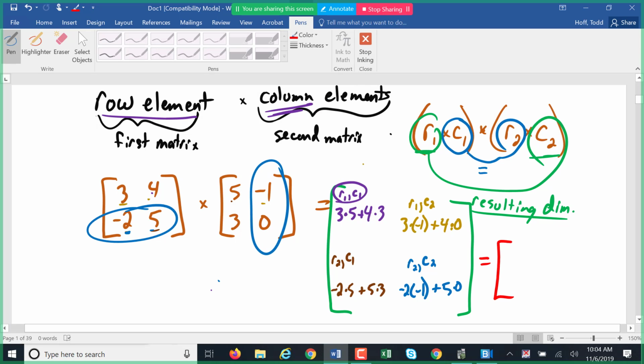So the resulting matrix in row 1, column 1, 3 times 5 is 15, plus 4 times 3 is 12. 15 plus 12 is 27. In row 1, column 2, 3 times -1 is -3. 4 times 0 is 0. So -3 plus 0 is -3.